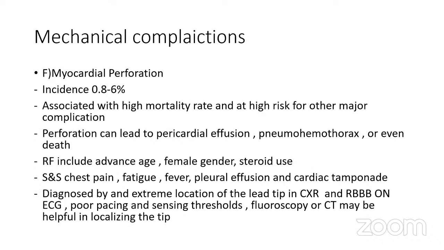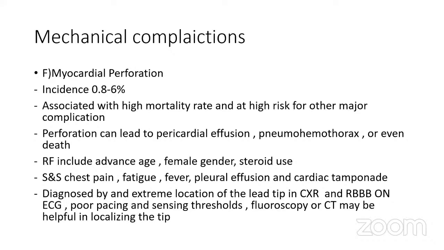Moving to myocardial perforation, with an incidence of 0.8 to 6%, associated with a high mortality rate and high risk for other major complications. Perforation can lead to pericardial effusion, cardiac tamponade, pneumothorax, or even death. Risk factors include advanced age, female gender, and steroid use. Signs and symptoms can vary: chest pain, fatigue, fever, pleural effusion, and signs and symptoms of cardiac tamponade.